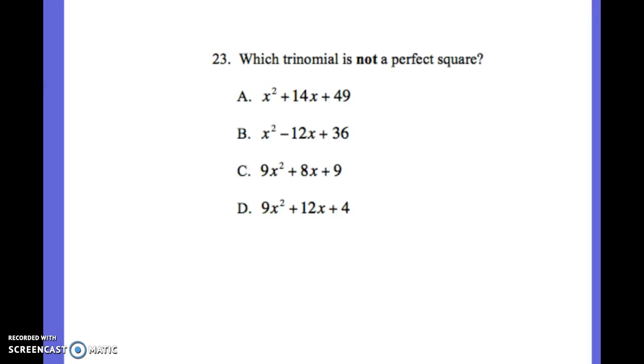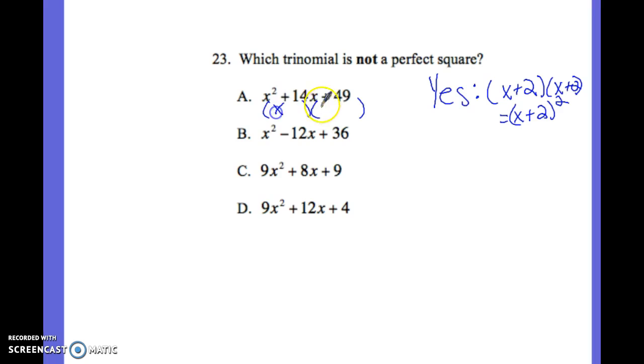23, which trinomial is not a perfect square? For it to be a perfect square, it has to factor to be something like x plus 2 times x plus 2, which equals x plus 2 quantity squared. So let's take a look and factor this. What multiplies to be 49 and adds to be 14? Well, 7 times 7, which is x plus 7 squared. So A is a perfect square trinomial.